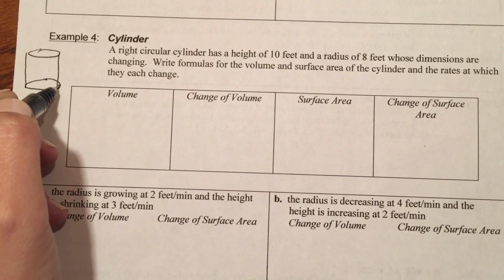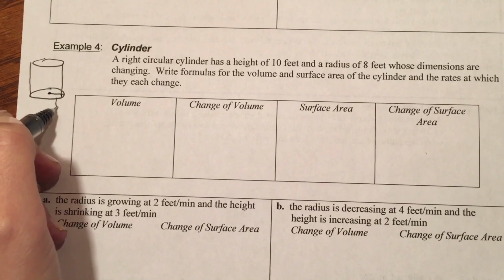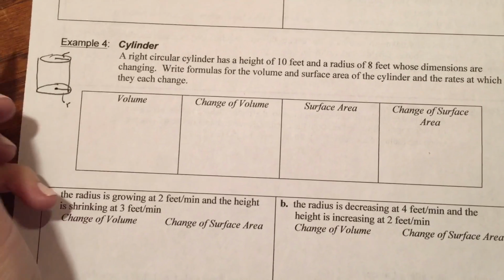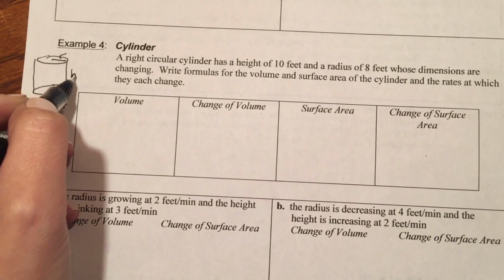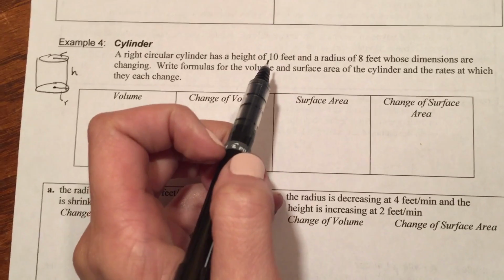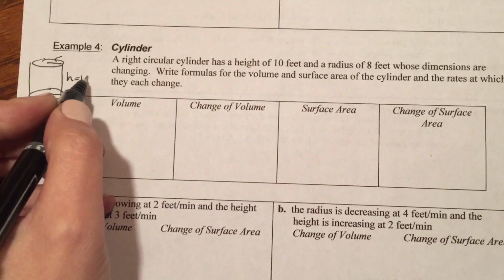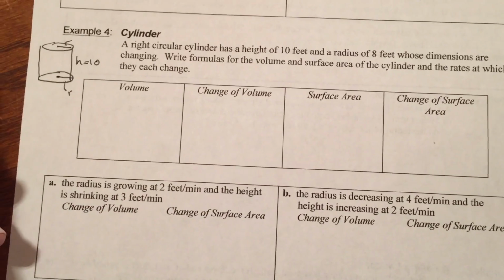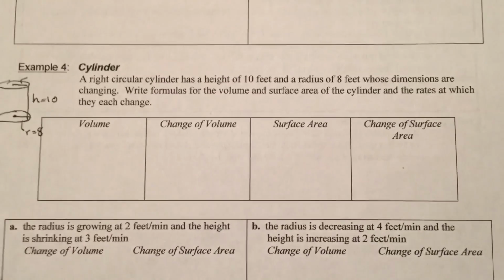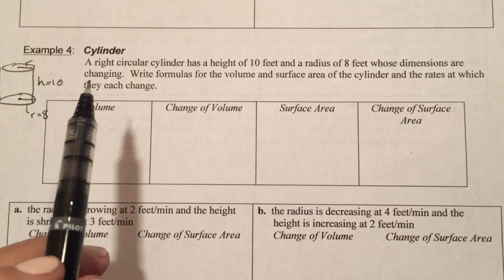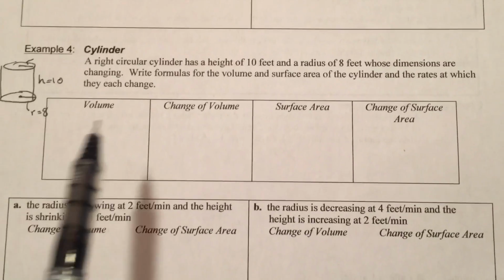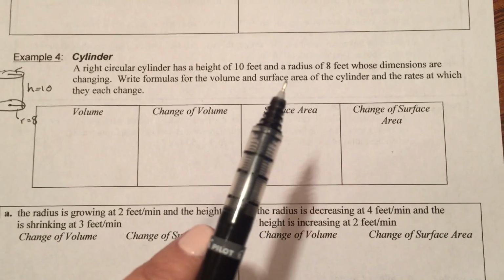All right, and so in a circle, we know that that's the radius, and it's the same radius here, okay? And we've got a height. It says the height of it is 10 feet, so that makes this h 10, and a radius of 8, my bad. Whose dimensions are changing, so that means the height and the radius are changing over time. Write formulas for the volume and surface area.